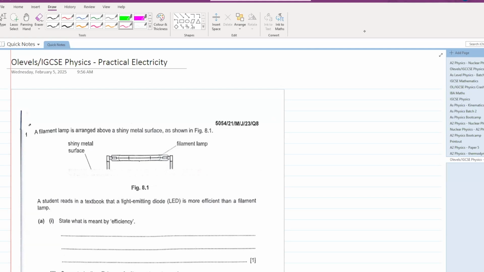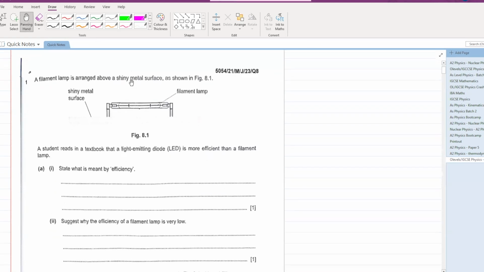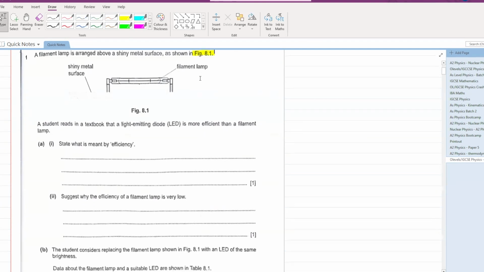Today, we are going to do O levels and IGCSE topical past papers for the topic of practical electricity. So, let's start with it. The first question that we have today is this: a filament lamp is arranged above a shiny metal surface, as shown in figure 8.1. A student reads in a textbook that a light emitting diode, LED, is more efficient than a filament lamp. State what is meant by efficiency.